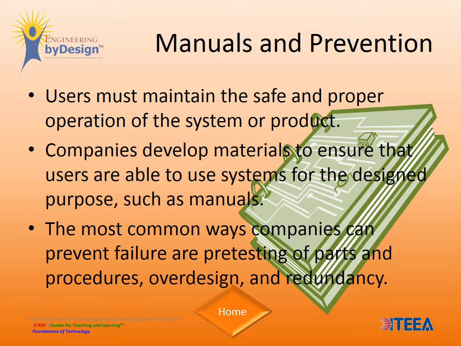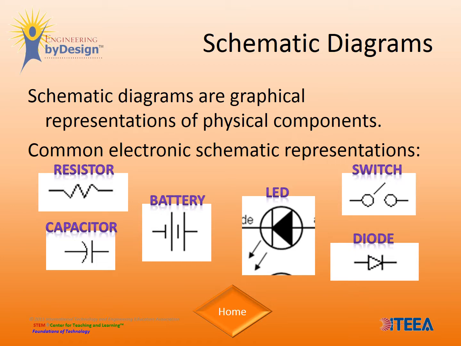The most common ways companies can prevent failure are pre-testing of parts and procedures, over-design, and redundancy. Our schematic diagrams. And please do look at these components because you will see these later, either in a test with me or a test at the end.